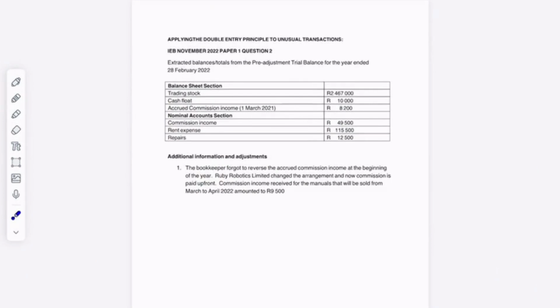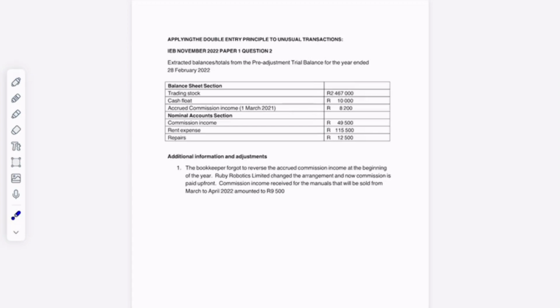I am Tessie. In today's tutorial we're going to look at what we do in an exam when we have to deal with an unusual transaction. By that I mean a transaction or adjustment that you have never seen before despite having done loads of past paper questions. Well, the answer is we go back to basics. That is the double entry principle.